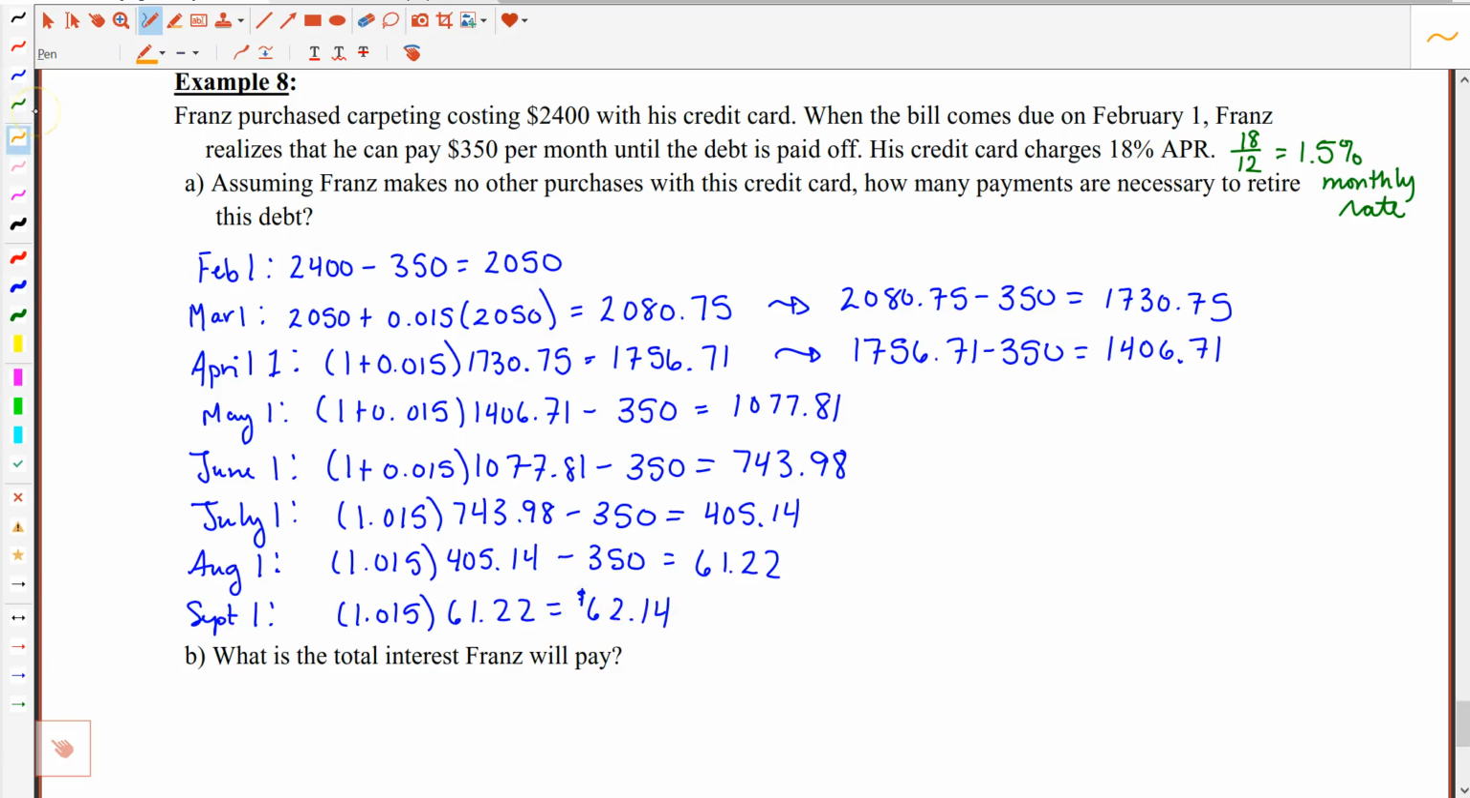So going through here, we had 1, 2, 3, 4, 5, 6, 7 payments of $350. So I had 7 payments of $350, and then I'll have 1 payment for that last one of $62.14. So to answer this question, how many payments are necessary? There'll be 8 payments total.